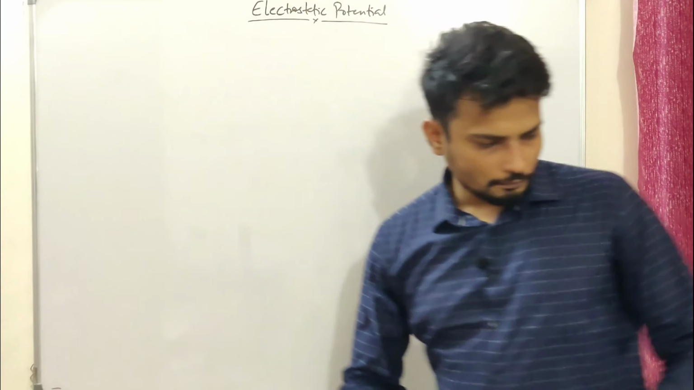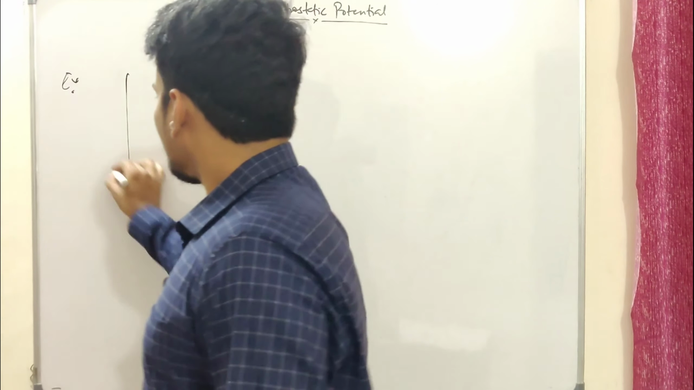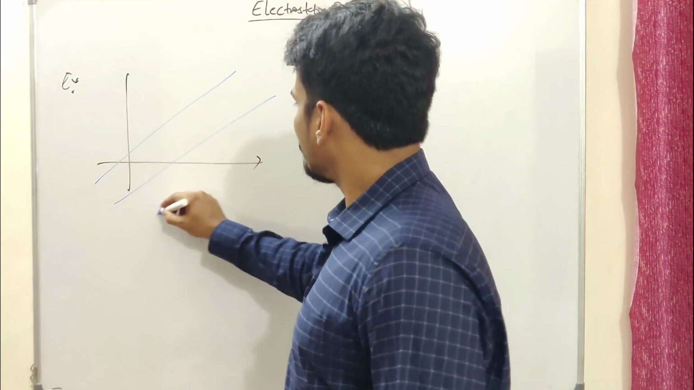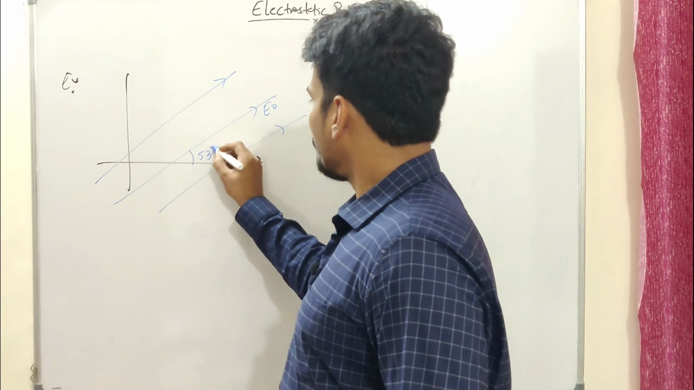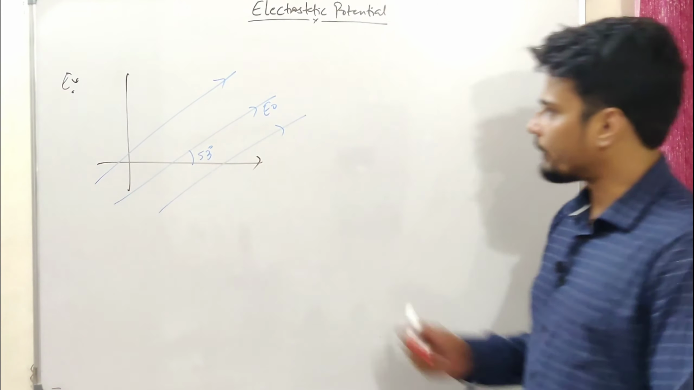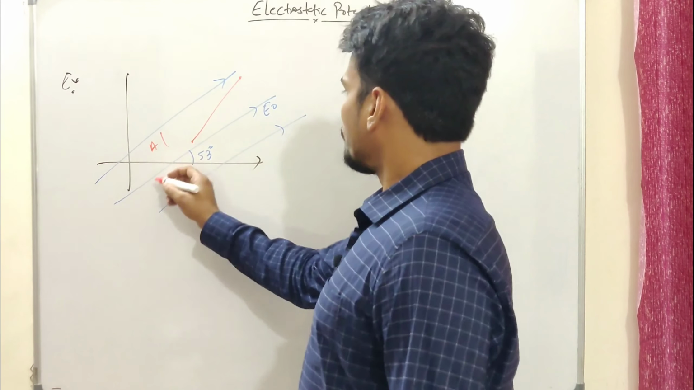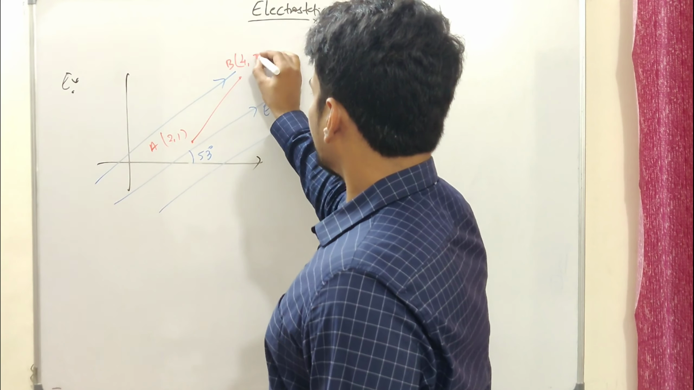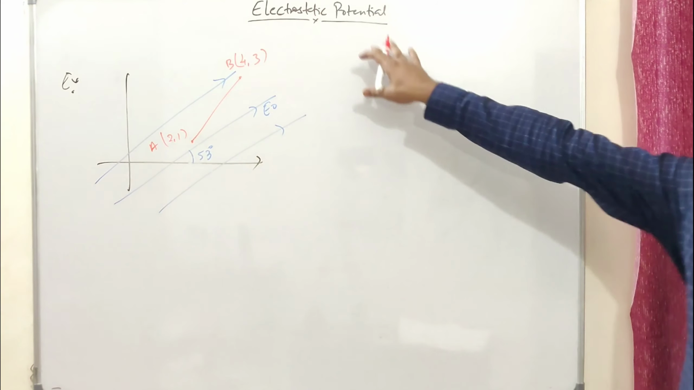Let's say they give you some example like this. Let's say in the xy coordinate, we have the field lines in this direction. Let's say we have an E0 field line in this direction, making some angle of 53 degrees with the x-axis. Now let's say I'm moving from one point to another point. Let's suppose this is my point A, this is my point B. Let's say A is probably (2, 1), and B is probably (4, 3). I want to know what is the potential difference between point A and point B.